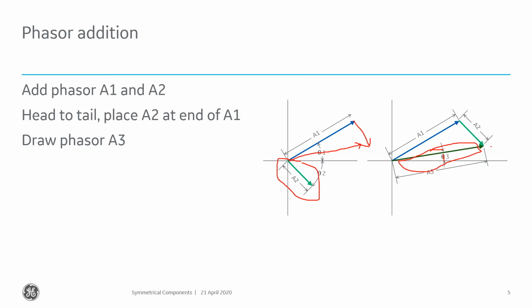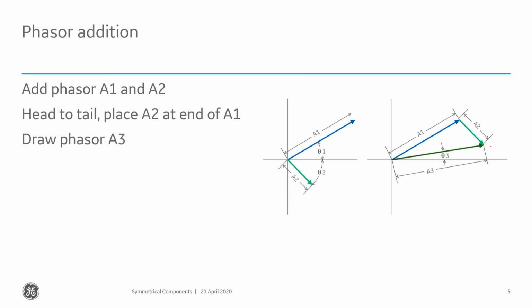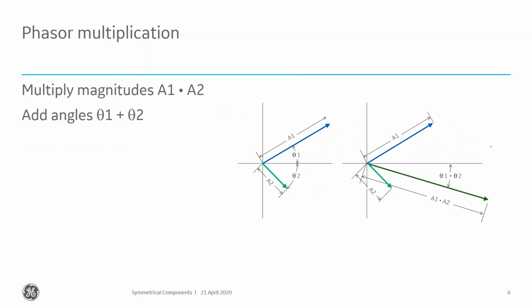Now, that's how I add vectors, or how I add phasors. If I need to multiply phasors, and it will be important to be able to multiply phasors for symmetrical components because of something called the small a, or the A factor, what I'm really going to do is add the angles. I'm going to sum the two angles.